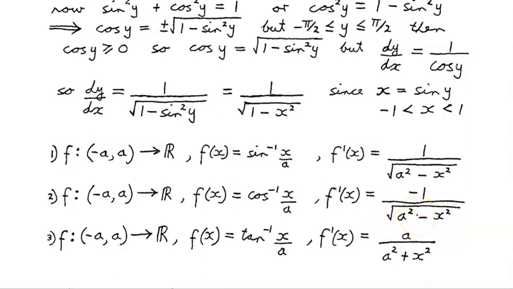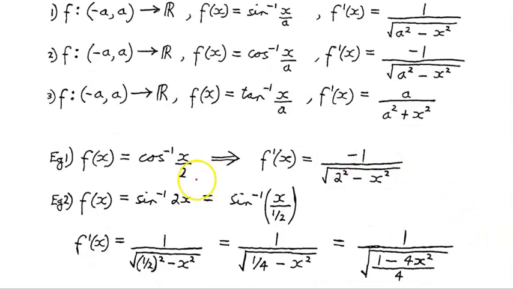And 3, if f is a map that maps the open interval minus a to a into the reals, where f of x is inverse tan x on a, f prime of x is a on a squared plus x squared. Okay, the derivative there. So what we'll look at now are a few examples of how to use these.